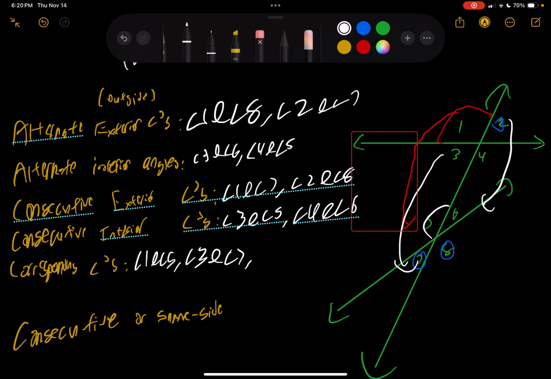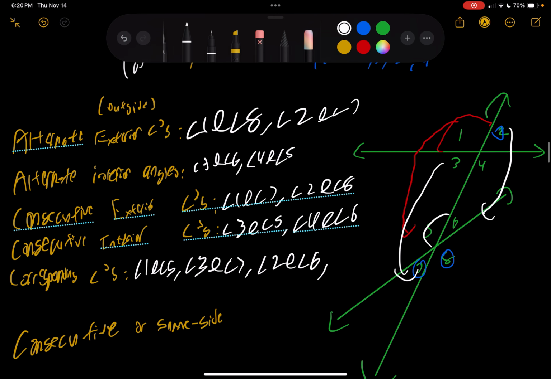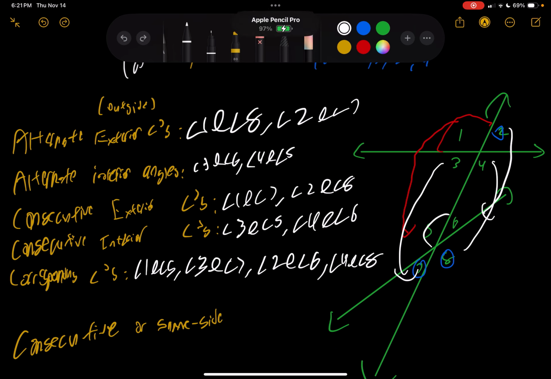2 jumps over 4 to get to angle 6. See how they all jump over at least one angle? And 4 jumps over 6 to get to angle 8. Notice how we don't go up or down after we get to this angle because there are no more at the bottom. If there were more transversals and more parallel or perpendicular lines, then yes, there would be more.